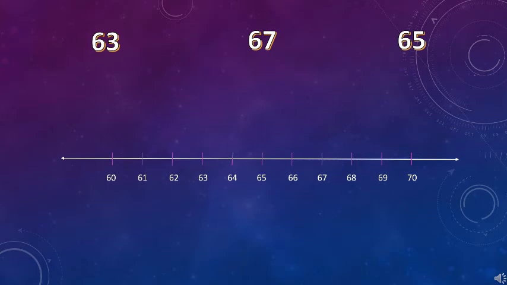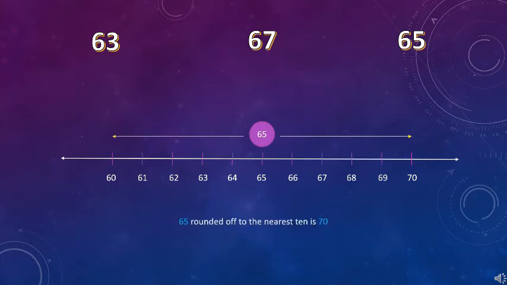Now let us round off 65. 65 lies between 60 and 70. And 65 is halfway between 60 and 70. By convention, we round off 65 to 70. Also, 70 is the multiple of 10. Hence, 65 rounded off to the nearest 10 is 70.